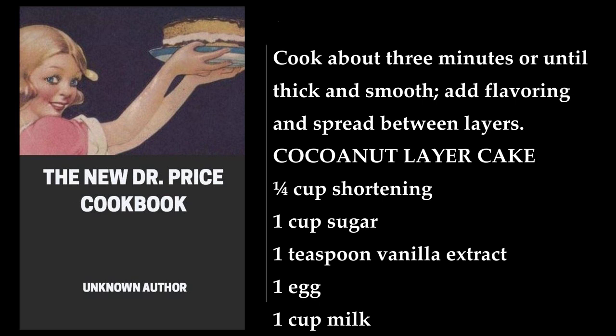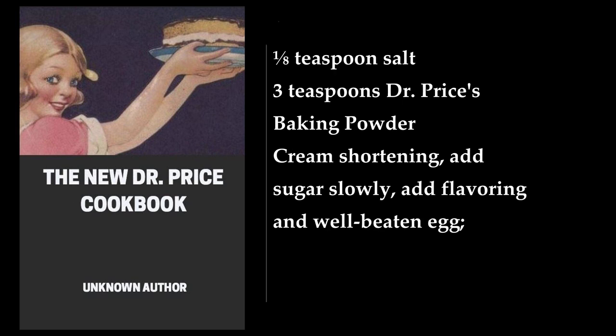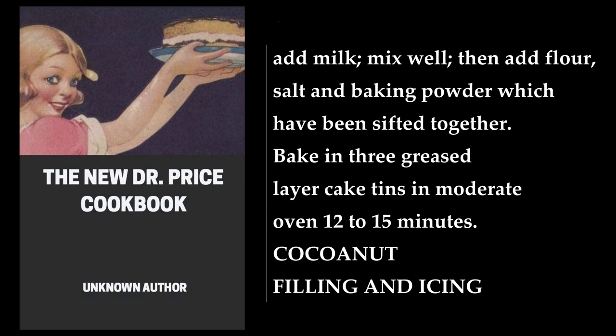Coconut layer cake. 1/4 cup shortening, 1 cup sugar, 1 teaspoon vanilla extract, 1 egg, 1 cup milk, 2 cups flour, 1/8 teaspoon salt, 3 teaspoons Dr. Price's baking powder. Cream shortening, add sugar slowly, add flavoring and well-beaten egg. Add milk, mix well, then add flour, salt and baking powder which have been sifted together. Bake in 3 greased layer cake tins in moderate oven 12 to 15 minutes.